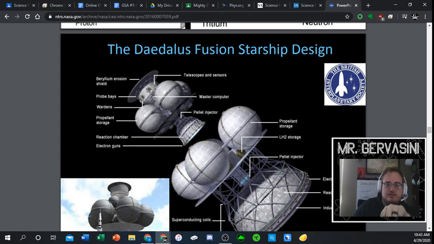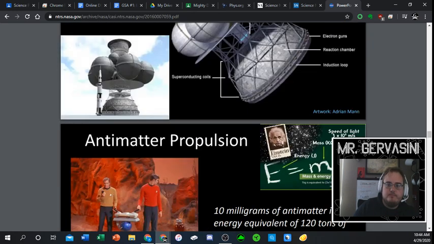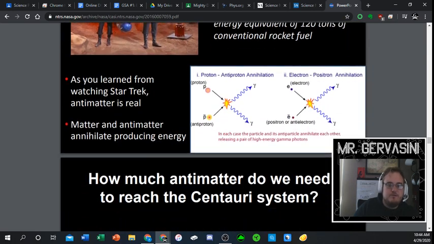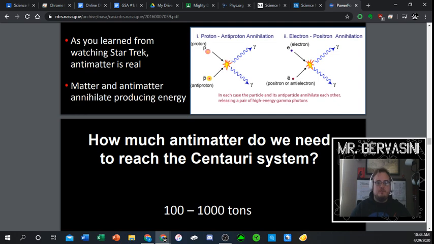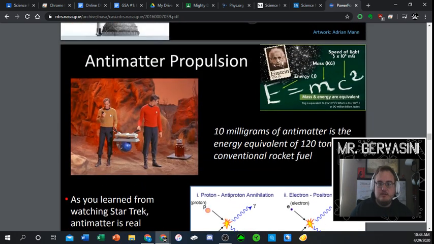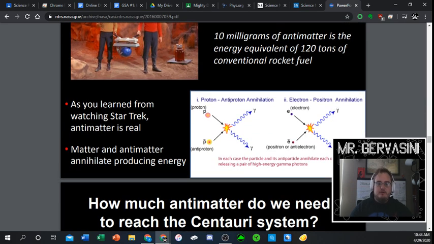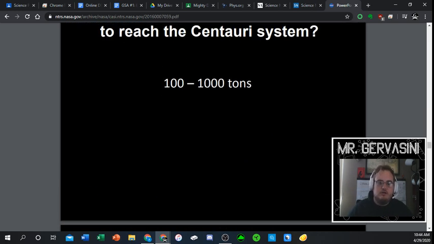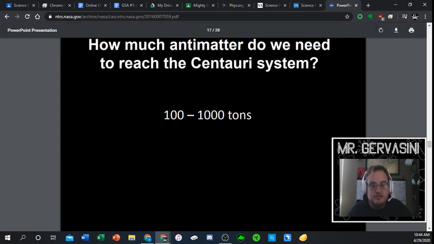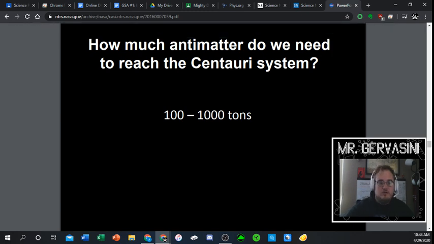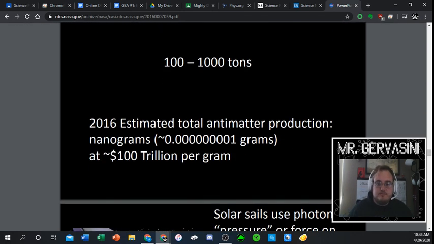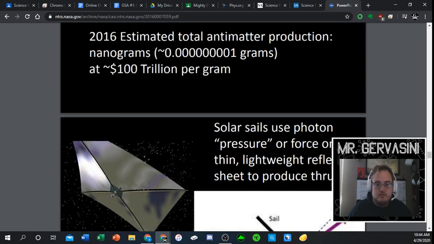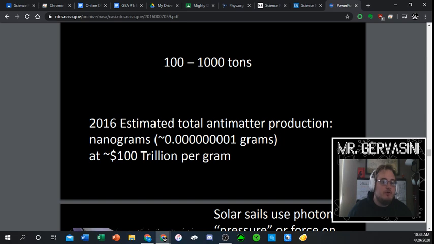There are some starship designs, like the Daedalus, or using antimatter instead of fusion, because mass can become energy and energy can become mass. That's Einstein's equation. Using antimatter, matter with opposite charges, completely annihilates other matter and creates 100% energy. Okay? Chemical rockets are very, very inefficient compared to something like antimatter. You need 100 to 1,000 tons to reach the Centauri system, which is very hard to do. You can make just atoms of it in a collider. See, $100 trillion per gram.